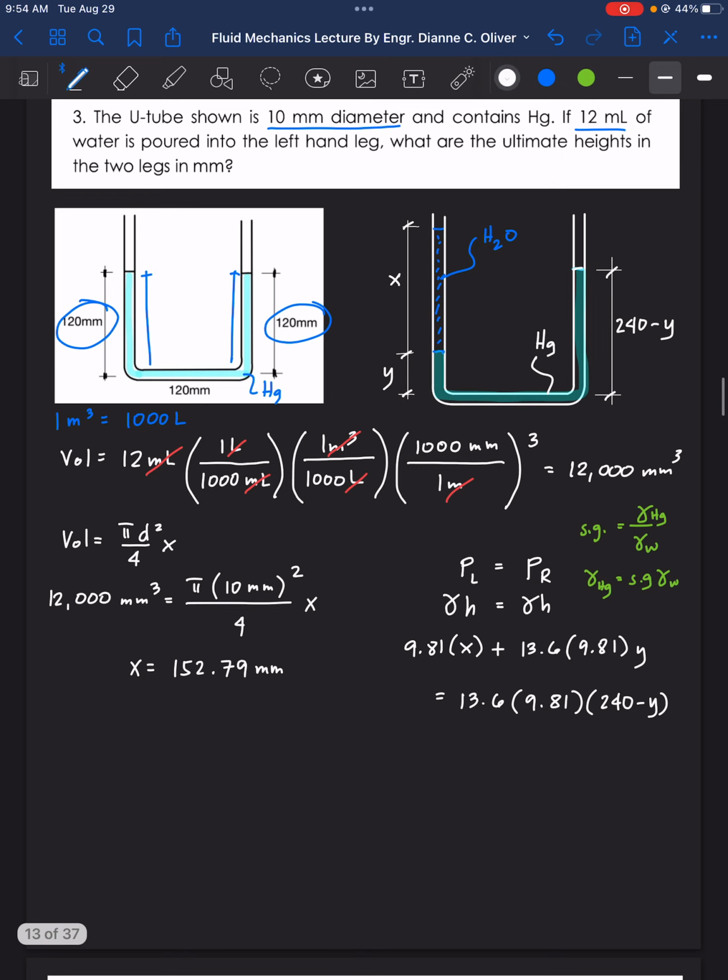Now we are going to substitute the value of x. We were able to get the value for x as 152.79. Therefore, y is equal to 114.38 mm. Just have to convert it into mm.